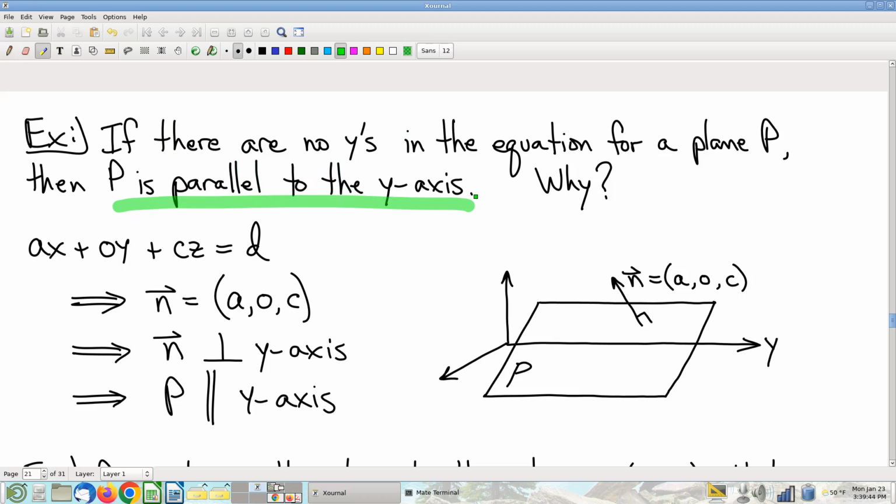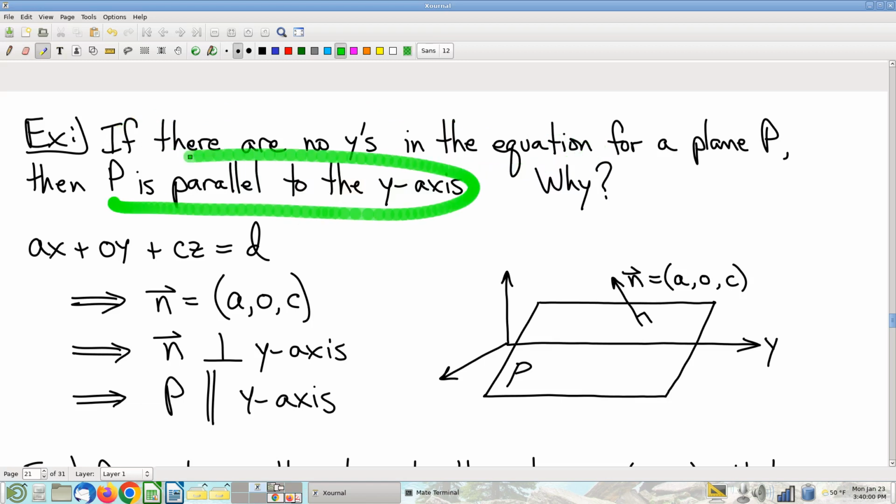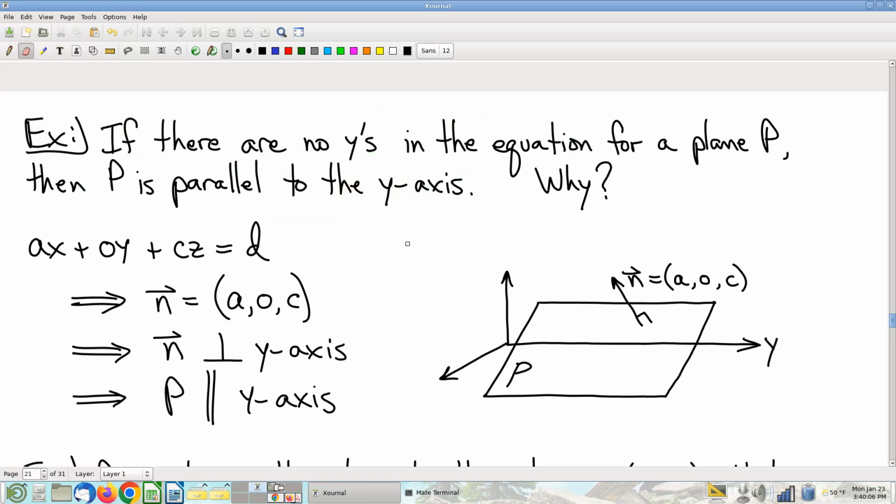Now, this is a big win because it is super easy to be on the lookout for. Just look for no y's in this equation. It's easy at a quick glance to see if it's true, and if it is, you get a strong piece of geometric information. So, a nice trick to be on the lookout for. Let's see why it's true. If there are no y's, then another way to say that is that your y term is 0y instead of by.